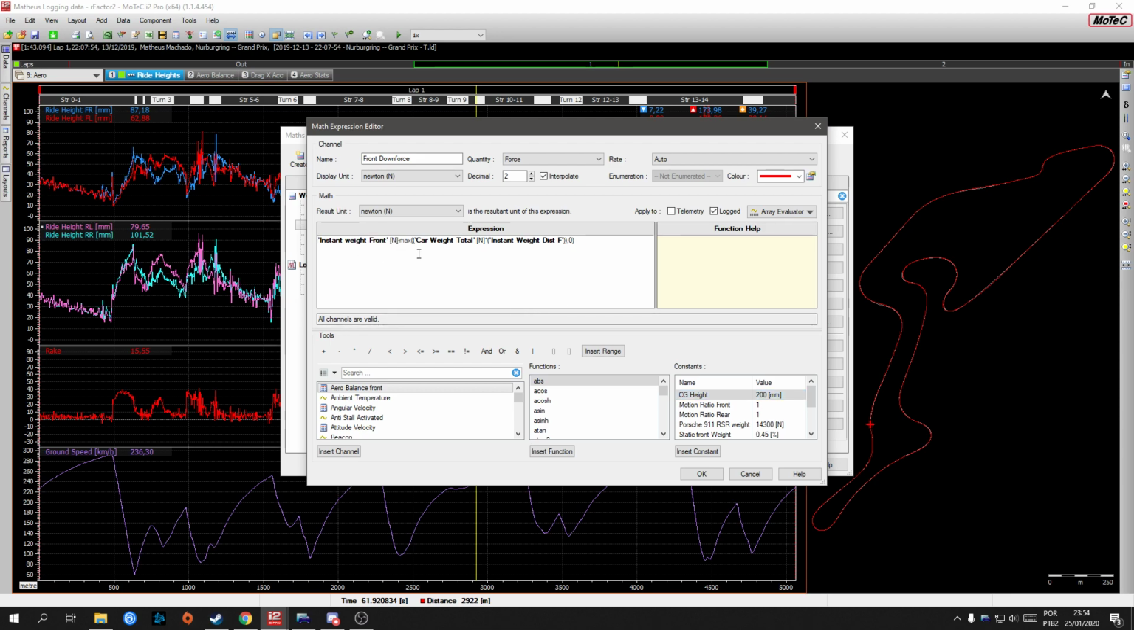So here, I take that instant weight, and then this is a more simple expression. You're going to find my iRacing workbook is a little bit more elaborate than that. So I pick up the instant weight at the front, and I subtract what would be at the front of the car under a static load. So that's a simple way of measuring it.